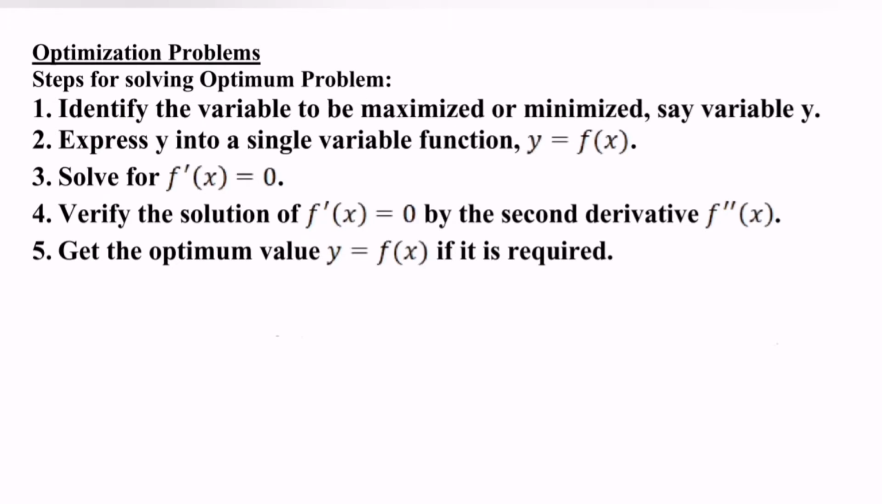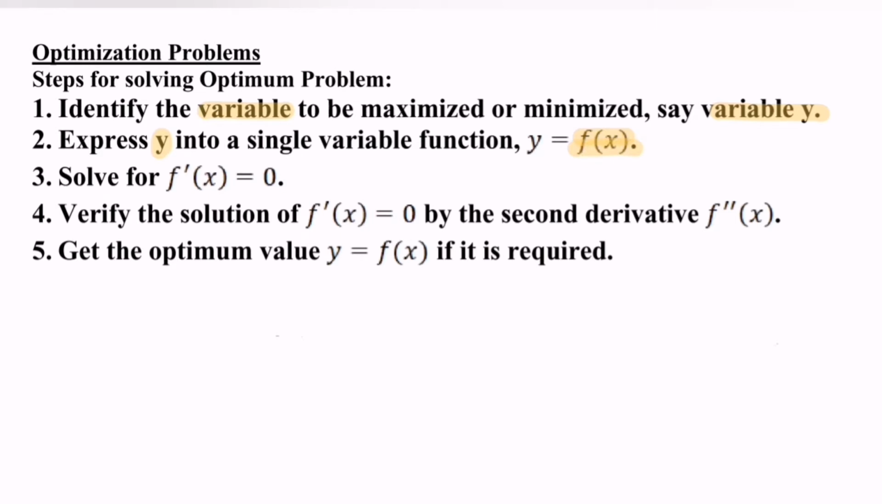Hello everyone, here we have the application of differentiation for optimization problems. The following are the steps for solving optimum problems. Step number 1. Identify the variable to be maximized or minimized. Let's say the variable y. Step 2. Express variable y into a single variable function, or we can say y as a subject. And the right hand side must be a single variable as well.